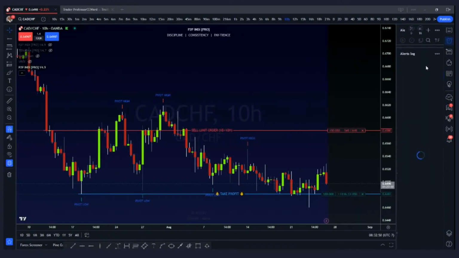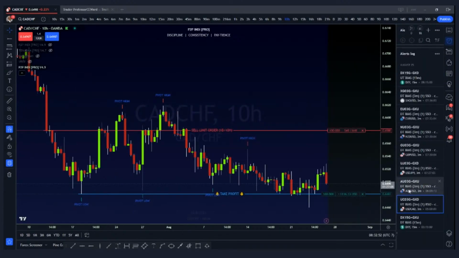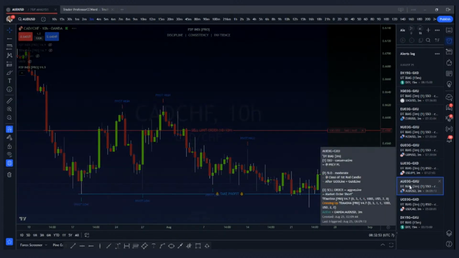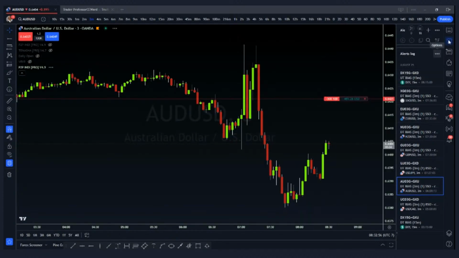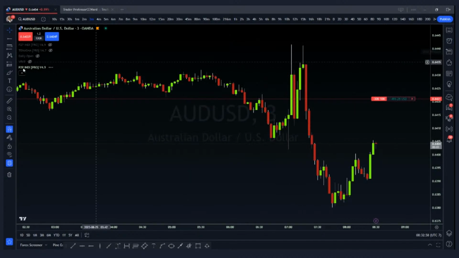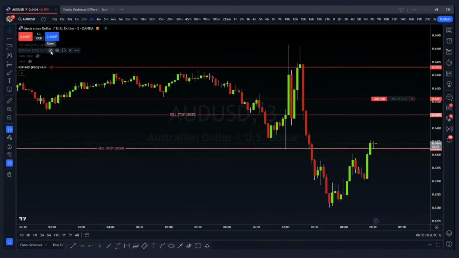All right. Let's look at Aussie dollar, see if we can find a setup. I'm going to go through all of these and then I'll be done. Any more setups? Let me see. Turn on Tamasha.